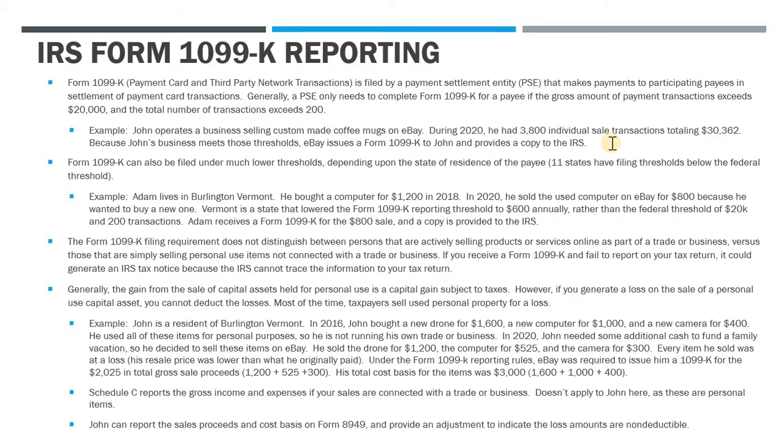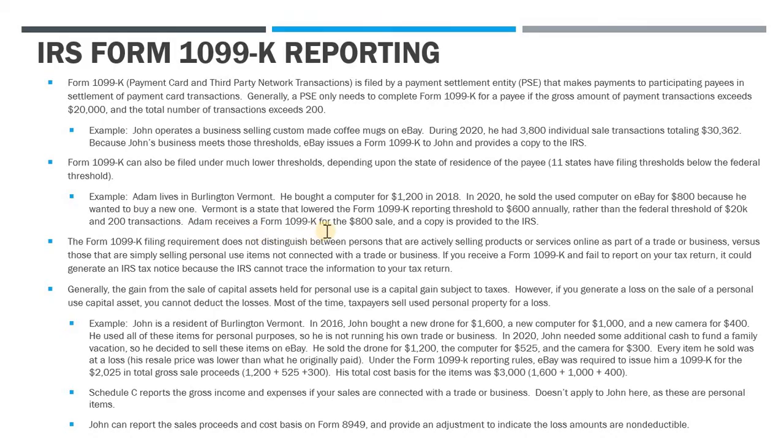But where a lot of people can be trapped here is with these lower reporting thresholds. So Form 1099-K can also be filed under much lower thresholds depending on the state of residence of the payee. So let's look at an example here. Adam lives in Burlington, Vermont, and Vermont is one of these 11 states that has the lower threshold. He bought a computer for $1,200 in 2018, and then in 2020, so a couple years later, he sold it on eBay for $800 because he wanted a new one, all right? Now, Vermont lowered the 1099-K reporting threshold to $600 annually. They did this back in 2017, so they used the $600 threshold rather than the $20K and $200.